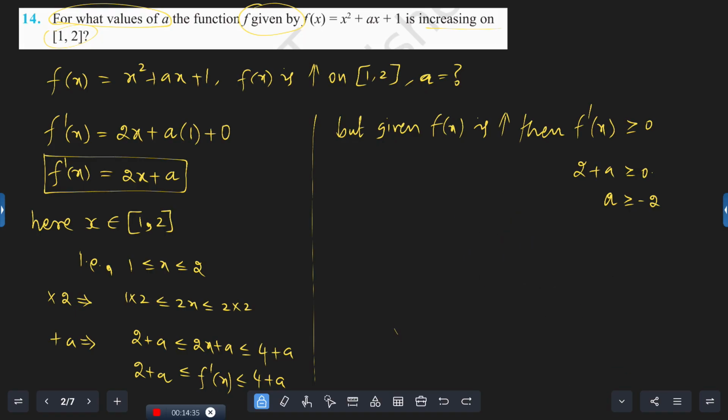So how will they show it in interval form? a belongs to minus 2 and above, minus 2 to infinity, they will write. Either the previous step or this, either this or that, is the value of a here. Check the book back for what they gave, either the first one or the second one. Shall we go to the next?